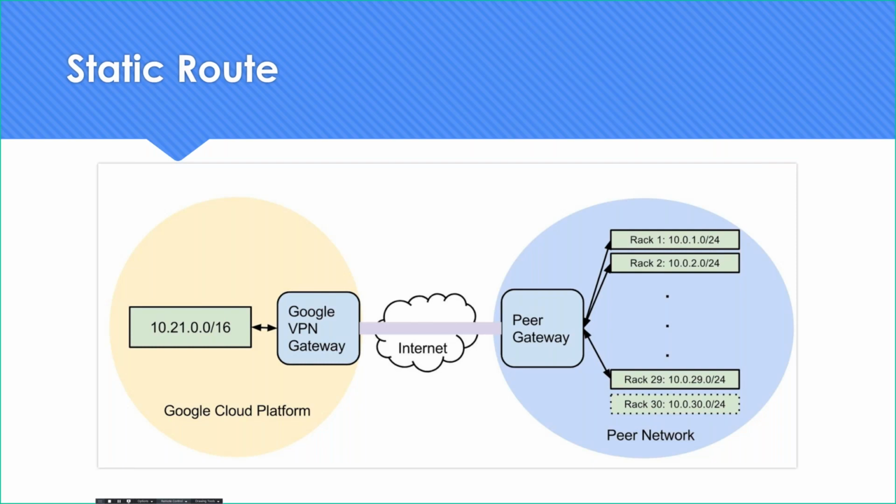But the problem with static routing is, assume you're on-prem, you have lots of racks. So your CIDR range for those racks, a new rack is added, rack 30. So rack 1 to 29 you have already added in your route based. You added 10.0.1.0/24, n number of things you have added. Now all of a sudden a new rack has been introduced in your on-prem. Meaning a new CIDR range is going to be there.